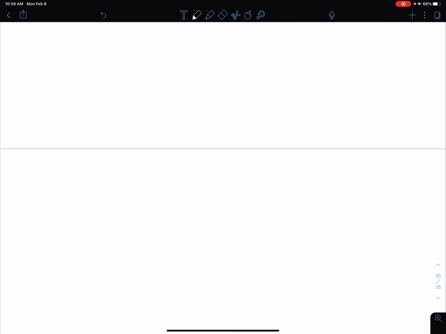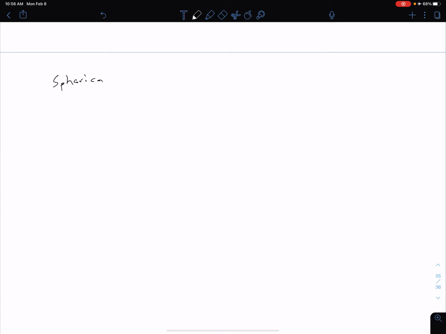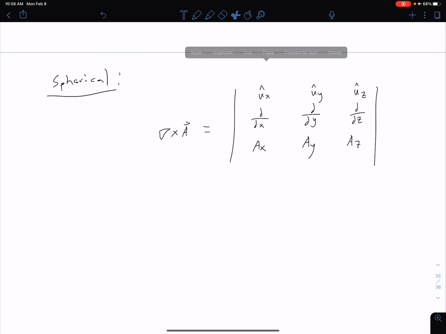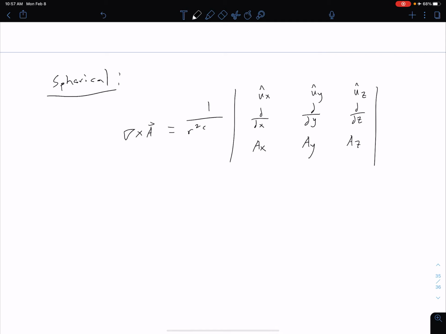So then finally, let's come down here to a new page to do our spherical coordinates. So for our spherical coordinates, same basic sort of format here. We're going to have another term out front. In this case, it's going to be 1 over r squared sine of theta. And we're still going to have to make some changes in here as well. So again, this is no longer dx, dy, dz, but instead we're going to have r, theta, and phi. And we're going to have to make some changes in our bottom row as well.